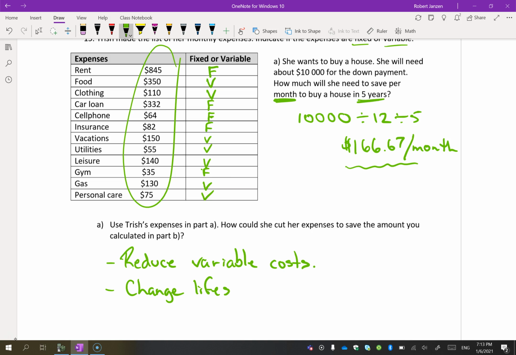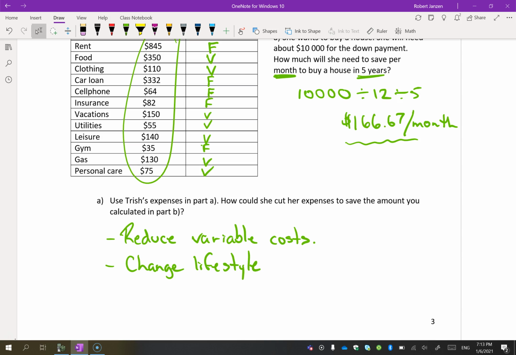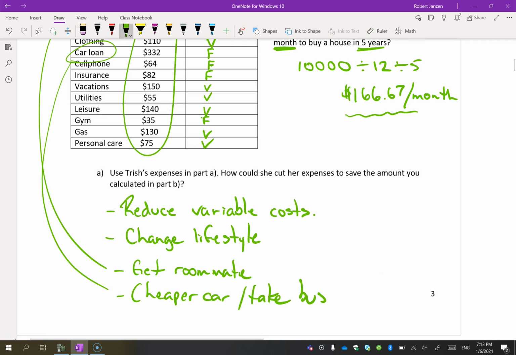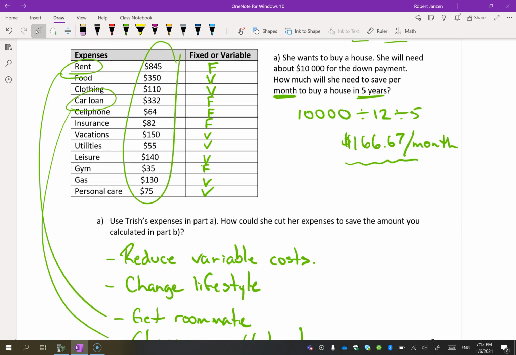You know, maybe you want to drive an older car. Maybe you want to live in a smaller house. Okay. Another option here, you have rent. You could get a roommate, you know, share the rent. It's a good way of reducing the cost. Here, you've got the car loan. Could get a cheaper car. Could take the bus. Okay, those are some possibilities. It's hard to tell what people should do without looking at the situation more specifically. These are just generalizations.